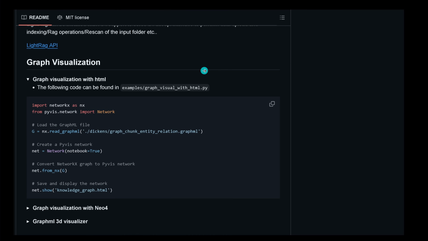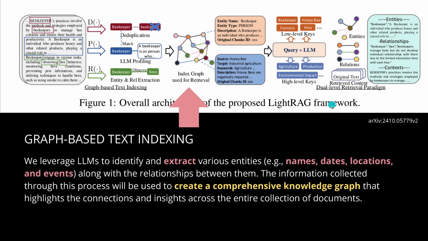What I particularly like is the graph visualization code. It is so easy. You use NetworkX, and you can generate your GraphML file. You can have even some more advanced three-dimensional visualizations, interactive. So you immediately see all the connectivity and the important structures in the index graph.